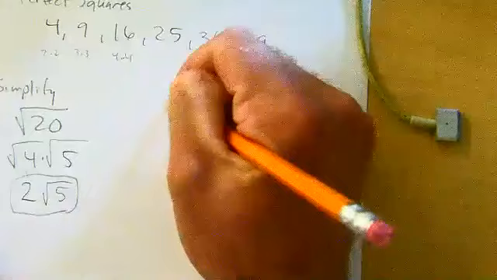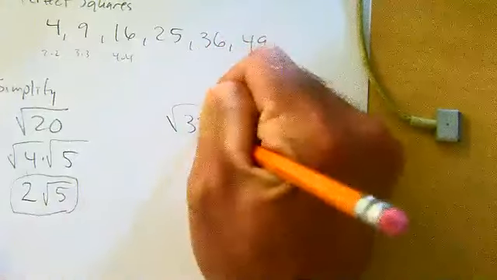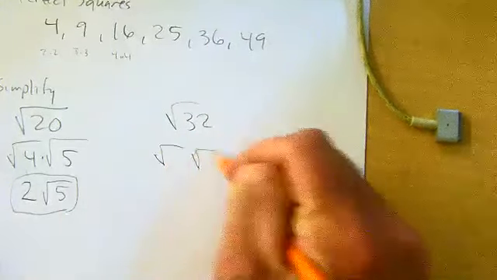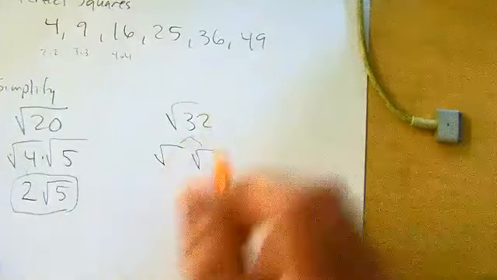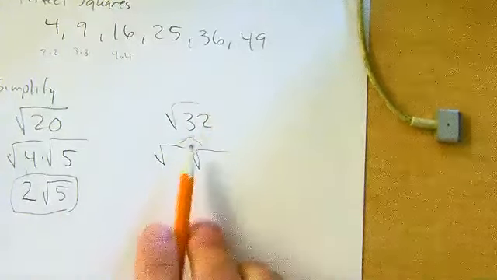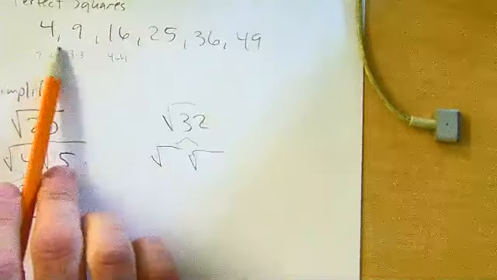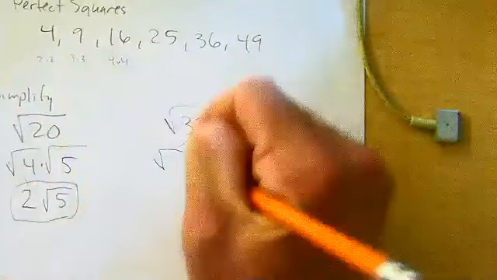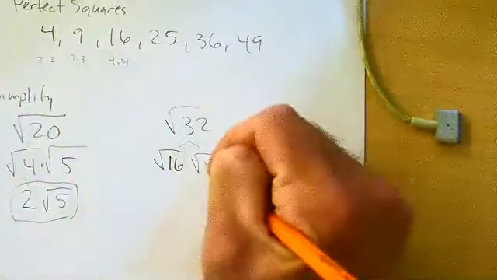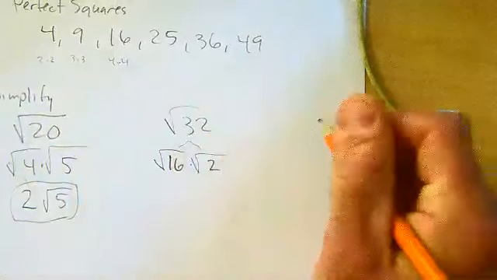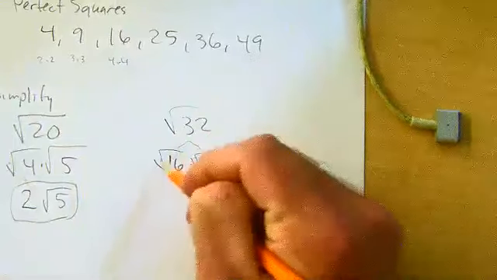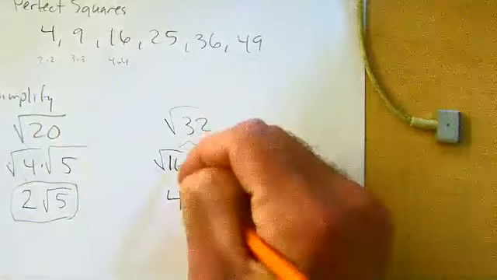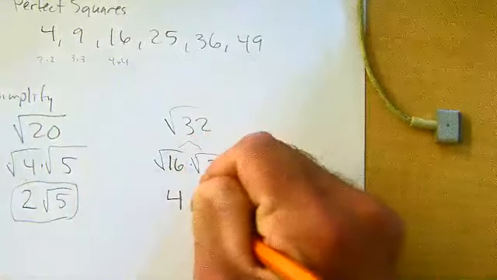Let's do a few more. Square root of 32. Out of that list, what perfect square factor should I pick for 32? Well, 4 goes into 32, but it's best to pick the biggest one. So actually 16 goes into 32. The best choice would be 16, and then 16 times 2. This one's a perfect square, which works out nicely to 4. Square root of 16 is 4. This one just stays square root of 2.